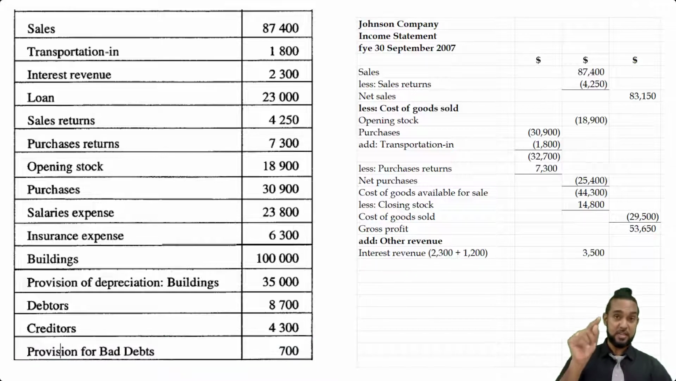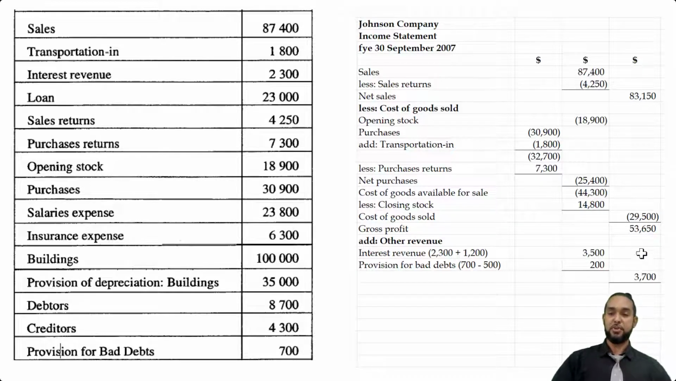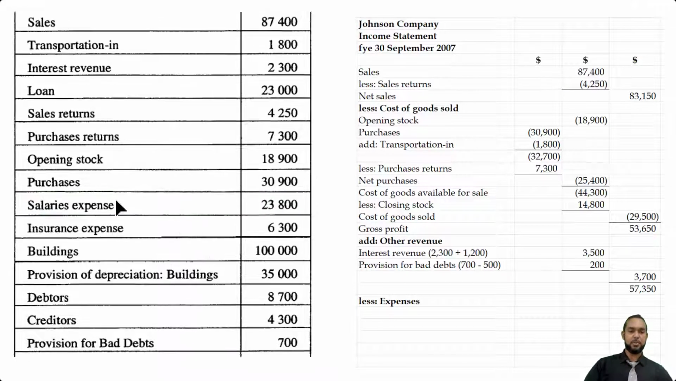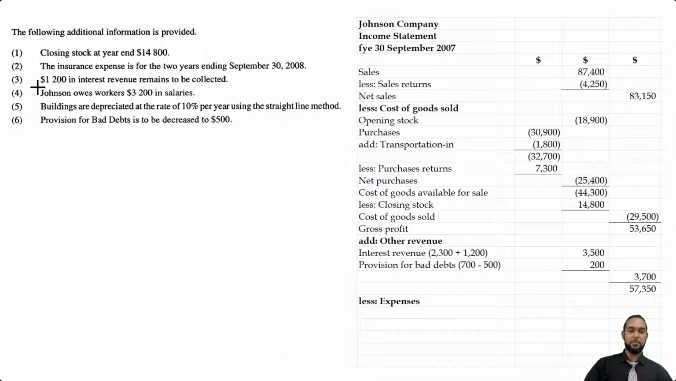And that decreases the amount that goes in the income statement. And you can see again a little work in here. 700 minus 500 is 200. So 3,500 plus 200 is 3,700, which we'll add to the 53,650 to get our profit before we subtract expenses. Now, expense-wise, we had a salaries expense. Now, I believe there was an adjustment. Item 4. Johnson owes workers 3,200 in salaries.